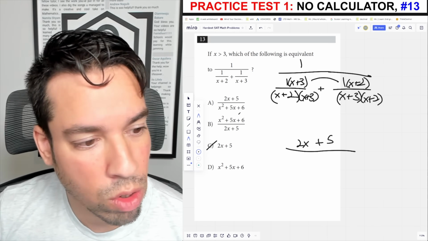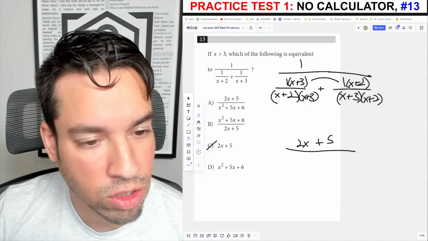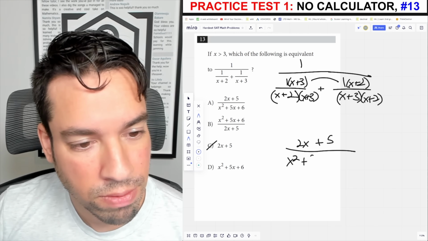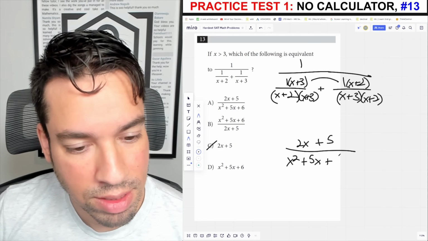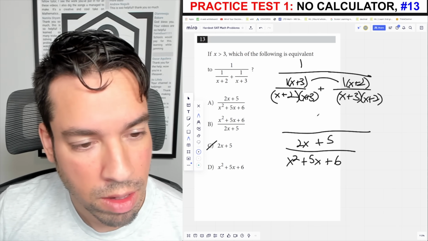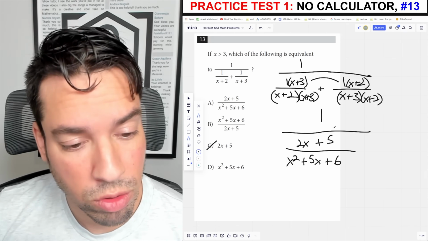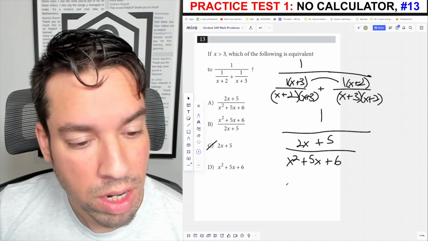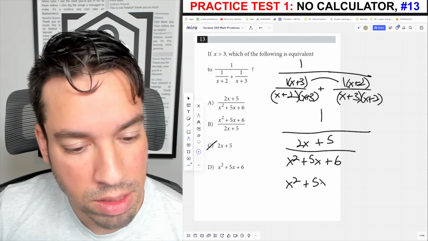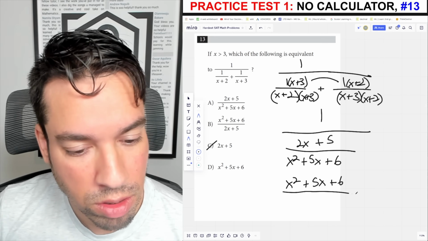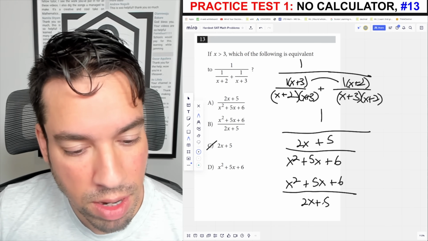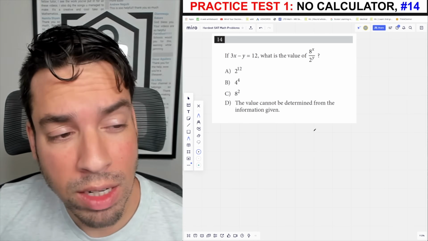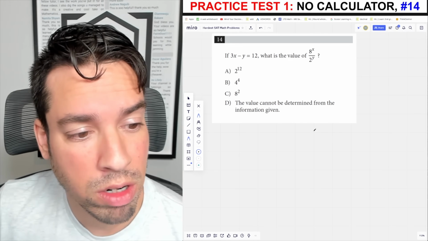Over, and let's FOIL this only because they've clearly done that in these answers. So this becomes x squared plus 5x plus 6, and this is still over 1. Now, since it's 1 over this, we just flip it, take the reciprocal, and it becomes x squared plus 5x plus 6 over 2x plus 5, and B is the answer. Boom, done.